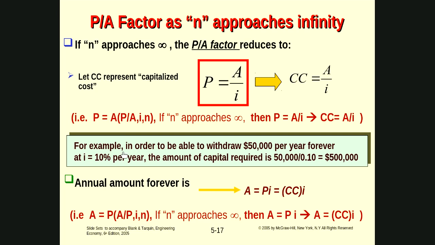An example says, in order to be able to withdraw 50,000 per year forever at i equal 10% per year, the amount of capital required is 50,000 divided by 0.1 equal 500,000. What does that mean? The withdrawal, we all agreed, is per year. Since it says per year, that means it's an annual amount, and the interest is given, 10%, and he wants to find the capital.